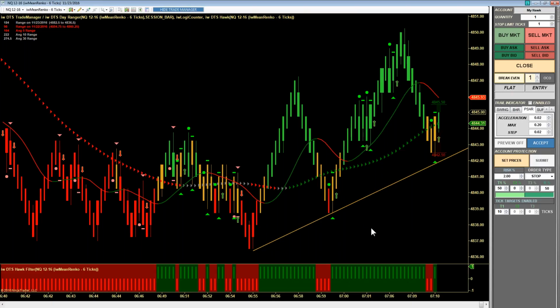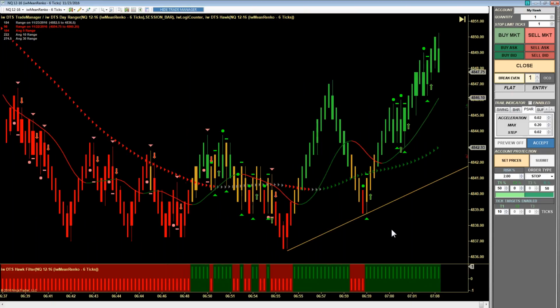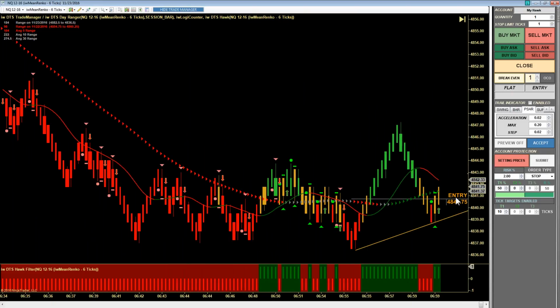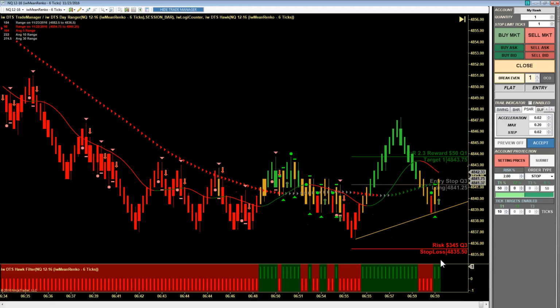It's not to say the DTS system won't ever give you a false signal. It will. It's the nature of the game. You're going to end up with a poor signal from time to time, but these are all high probability signals. These are signals you can trust, but even if the signal fails, again, I haven't risked more than I can afford to lose.